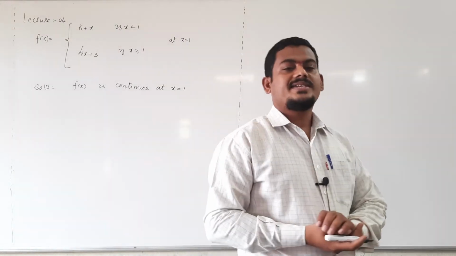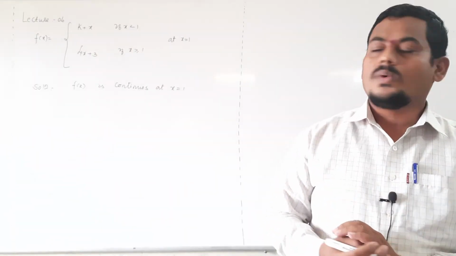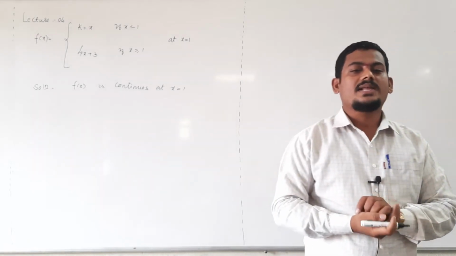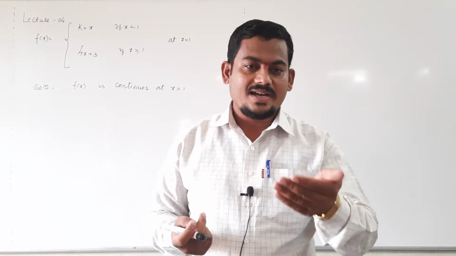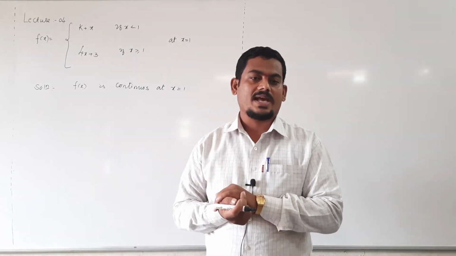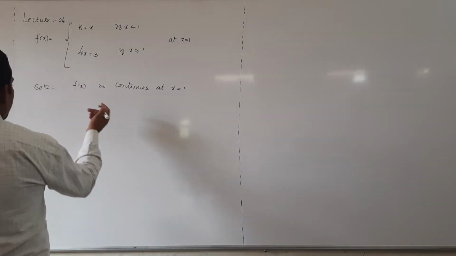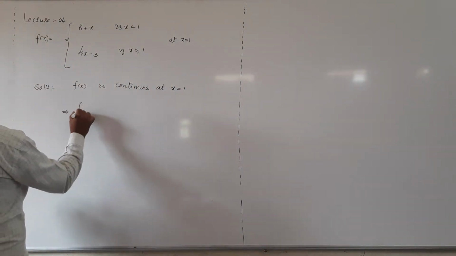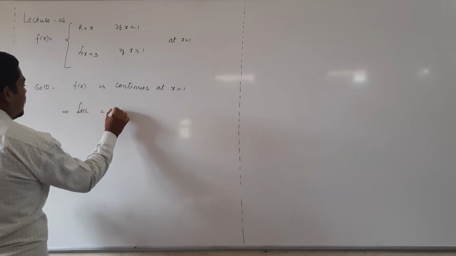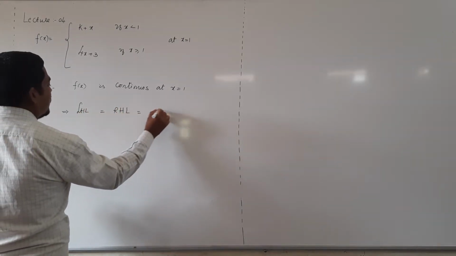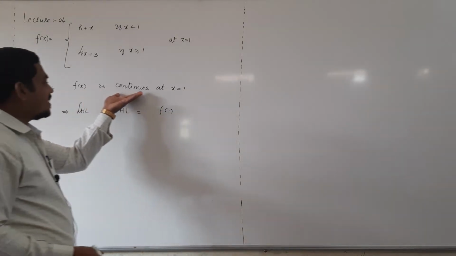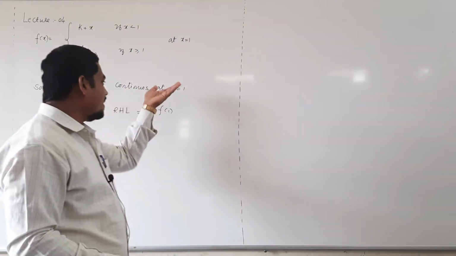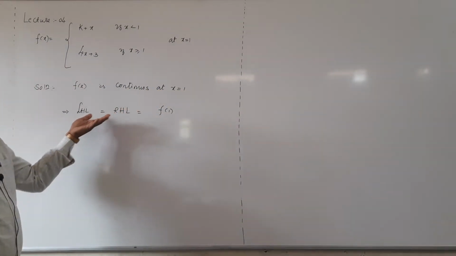Already you know the condition for continuity of the function, right? Once the function is continuous at x equal to 1, then what do you conclude? Left hand limit equal to right hand limit equal to the functional value at that point. The function is continuous at 1 means left hand limit, right hand limit and functional value are equal and exist.